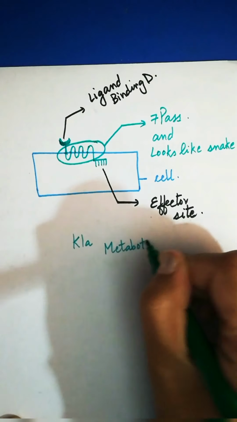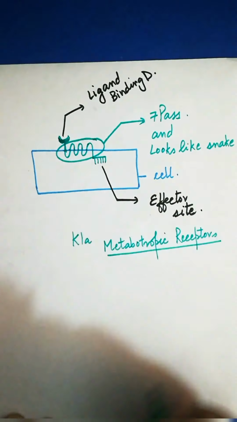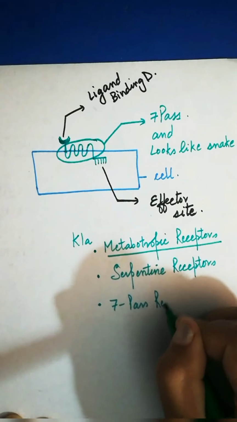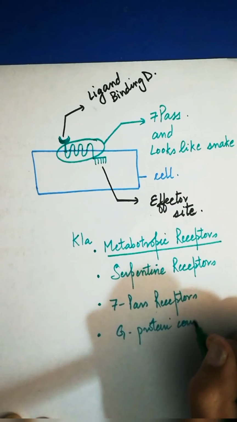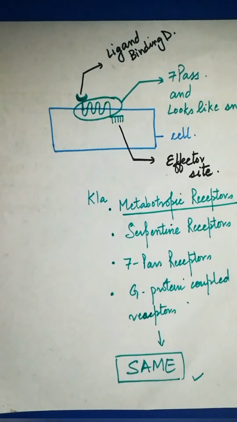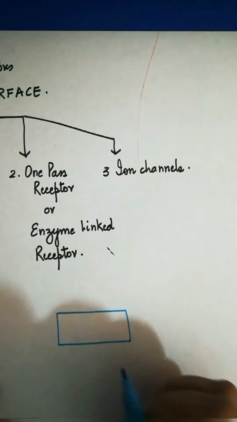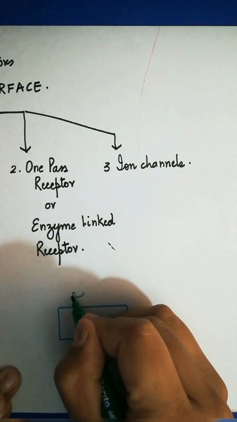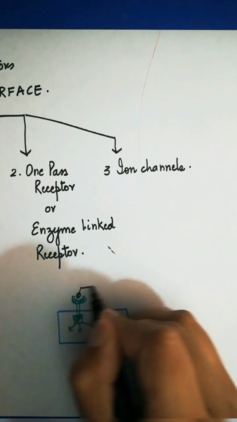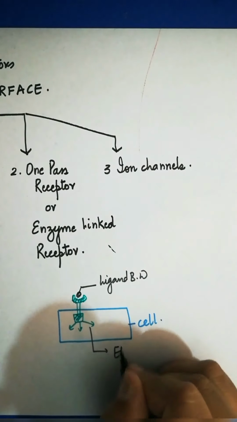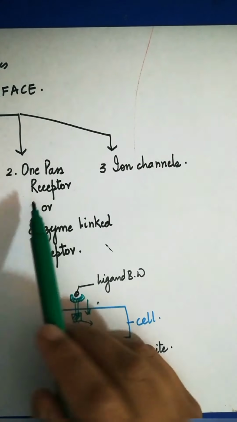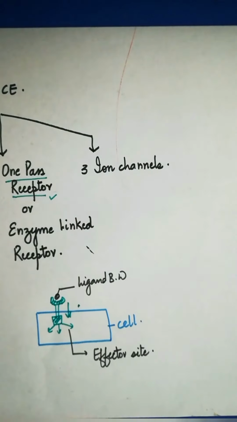It is also known as a metabotropic type of receptor. So in short, there are various synonyms for these receptors: serpentine receptors, 7-pass receptors, G protein coupled receptors. Don't be confused, they all are the same. Now coming to the next type of receptors, that is the 1-pass receptor or enzyme linked receptor. As the name suggests, the cytoplasmic loop only goes into the cell one time. That's why they are known as 1-pass receptors. And mostly, yes, they have the ligand binding domain and the effector site.